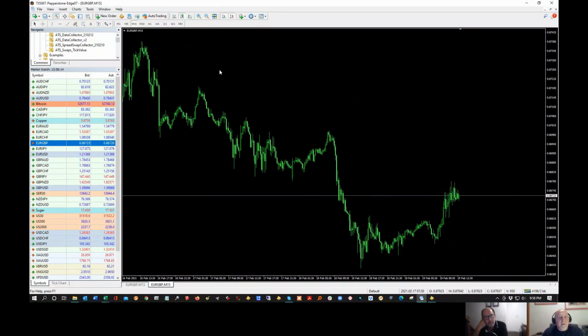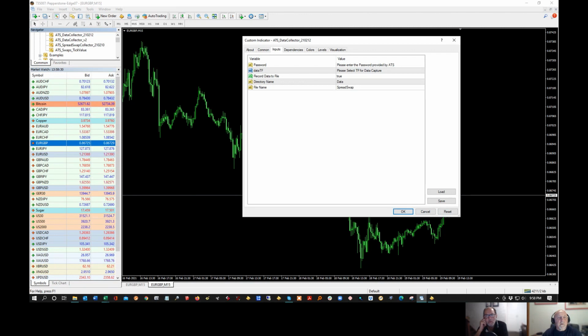So this is the euro pound on a 15-minute time frame. Nothing particularly special about that. But the data collector we're using is an upgrade of the previous one we had, one that you've had as a default for a long time. So I've taken your basic data collector and I've enhanced it slightly.